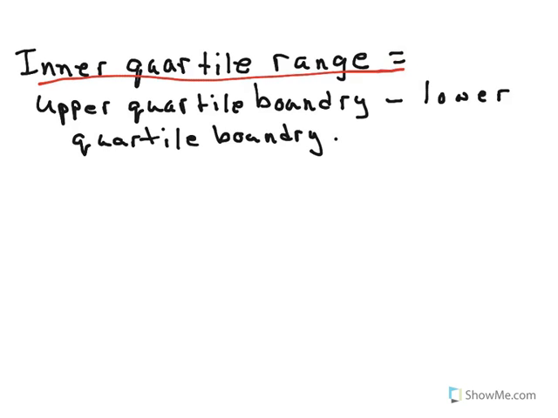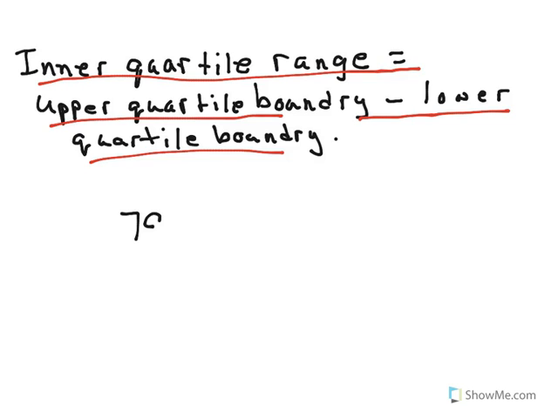Inner quartile range equals the upper quartile boundary minus the lower quartile boundary. For example, in the set of data in our last example, we found that our upper quartile boundary was 79 and our lower quartile boundary was 68. So our inner quartile range would be 79 minus 68, which is 11. That is our inner quartile range.